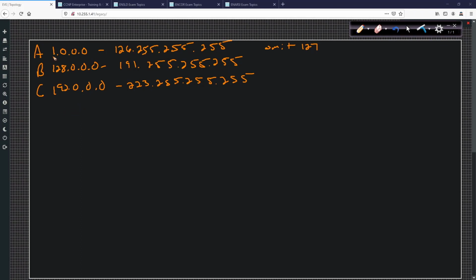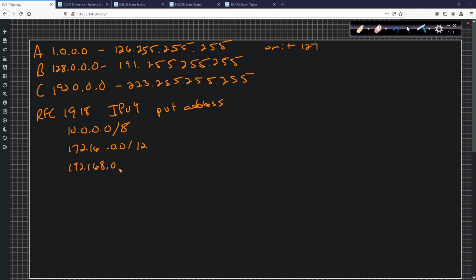Now, there's addresses in here that we can use for private addressing. So when I use the term RFC 1918, this is IPv4 private addresses. Now, those ranges are 10.0.0.0/8, 172.16.0.0/12, and 192.168.0.0/16, right?